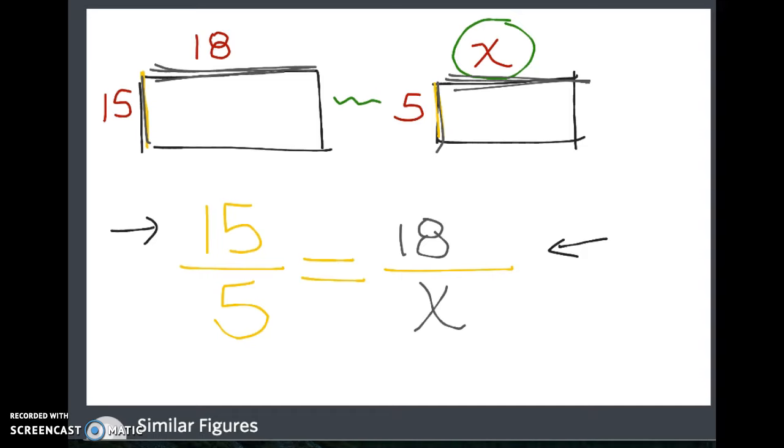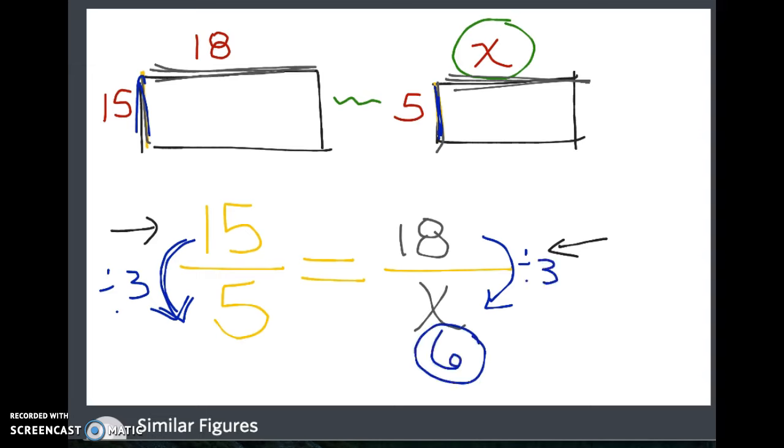Now there's a couple of different ways you can solve it. I like to think about, how did I get from 15 to 5? Well, it's divided by 3. This is 3 times smaller. So over here, if I do the same thing, 18 divided by 3, I get 6. So this missing side length is 6 in order for those to be similar. Okay, let's check out another one.